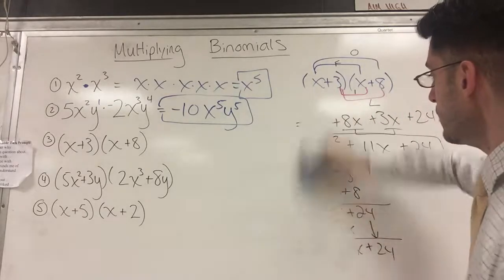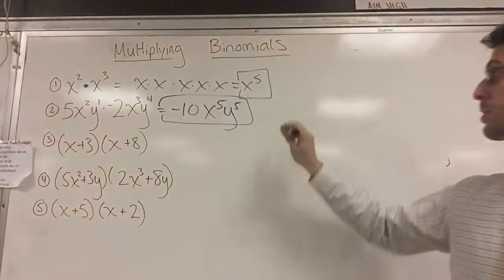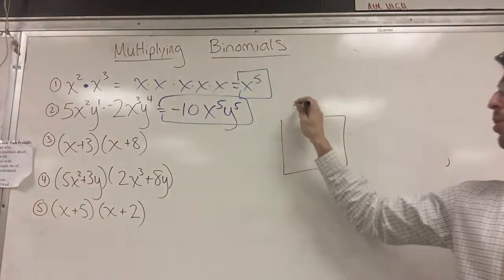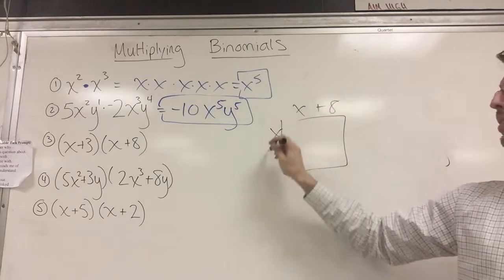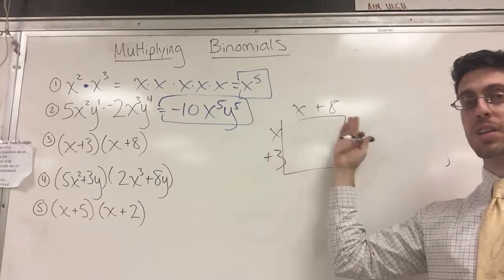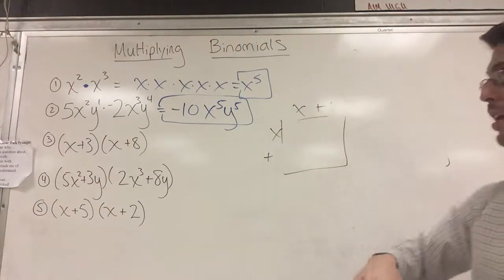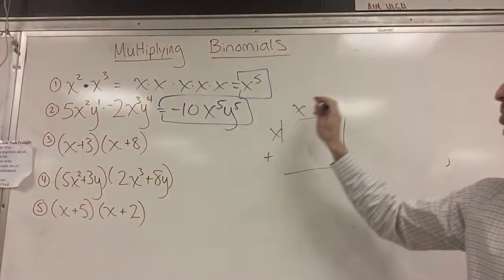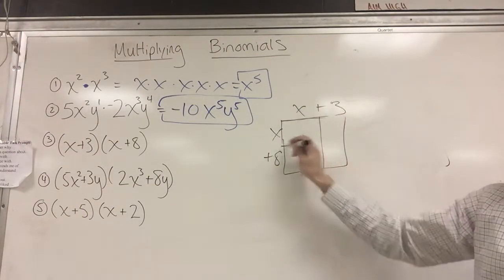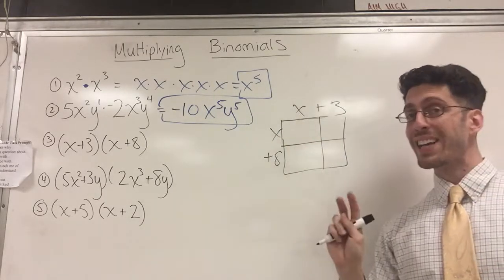So, draw a box. X plus 3 is going to go across the top, x plus 8 is going to go across the side. Or x plus 3 is going to go across the side, x plus 8 can go across the top. Either way, I could put the 3 here and the 8 here, and you'll see it doesn't matter. So x plus 3 goes across the top, x plus 8 goes across the side. And I create 4 boxes. And you just multiply, kind of like the lattice method.